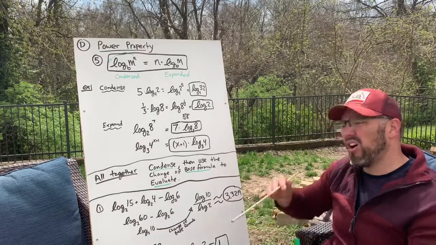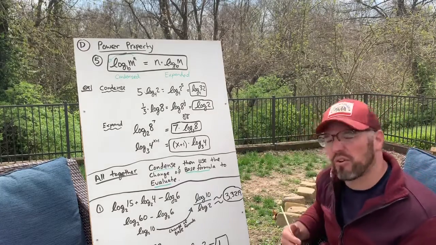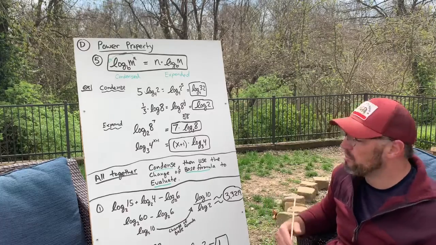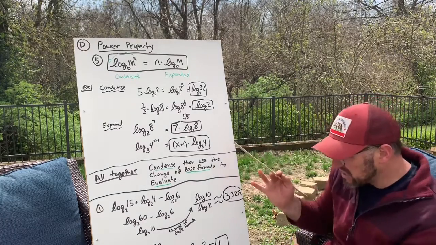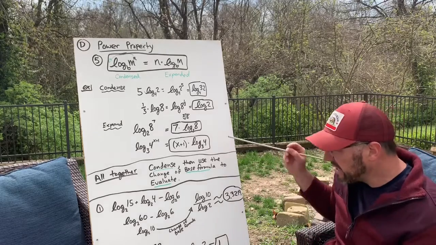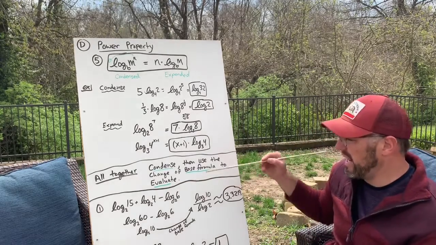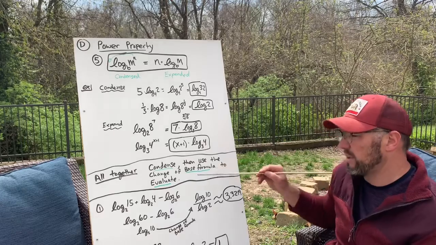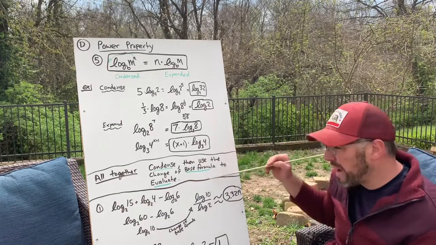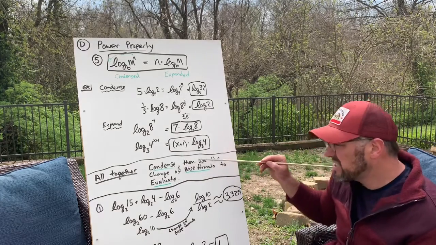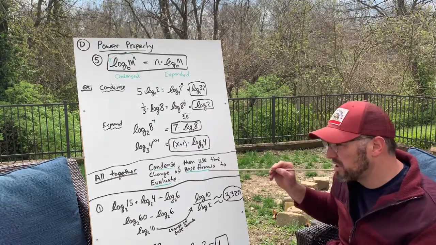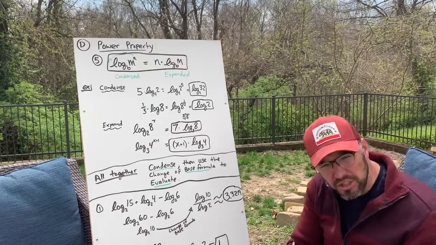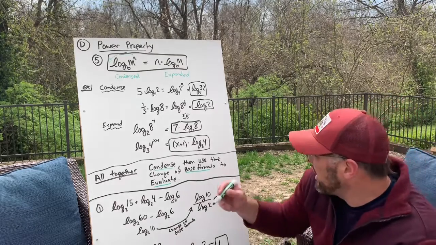Next, we want to put it all together because that's what you're going to have to do for your homework. You're going to have to use all the properties, and you're going to have to first condense everything. Then, if you need to evaluate, I suggest you use the change of base formula. These are the directions on your homework: condense, then use the change of base formula to evaluate. Hopefully you remember the change of base formula. If not, I'll write it here for you.